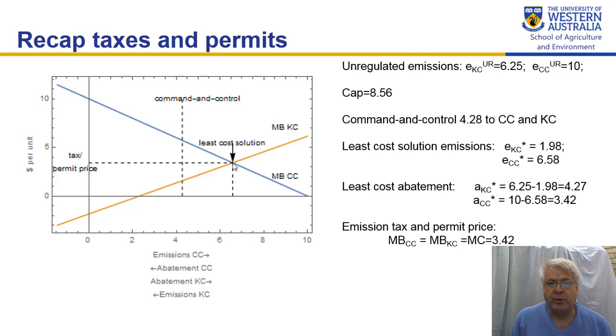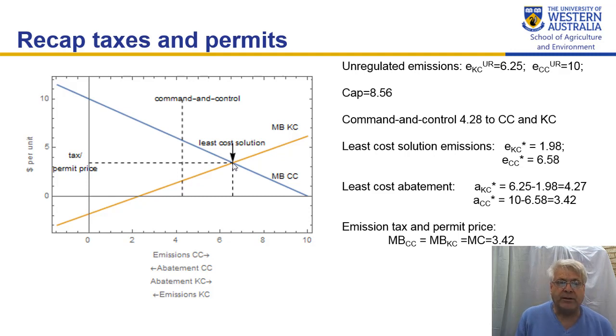First of all, we can apply an emission tax, and independently the firms will assess the tax and will adjust their emissions up to the point where the marginal profit for CC is equal to the marginal profit for KC. But they do that independently. There's no interaction between the two firms.